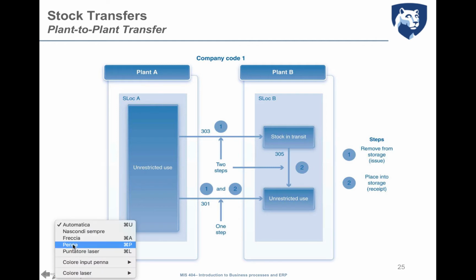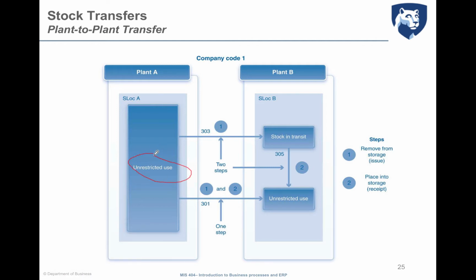They need to be in this status in order for this goods movement to take place. And as you can see, in both the one-step and two-step procedure, the quantity of material in inventory is reduced in the issuing plant, which is plant A. So I transfer the material from here to there. So there is a decrease in the quantity of materials in inventory, while instead there is an increase of quantity in the storage location B placed in the plant B.